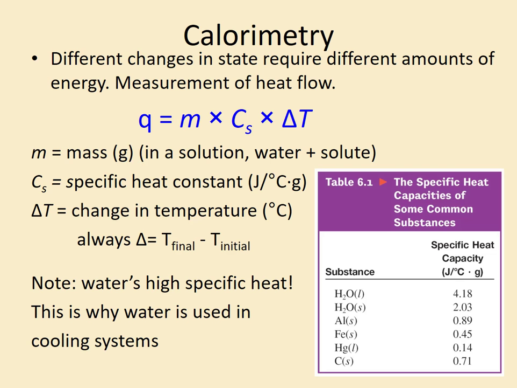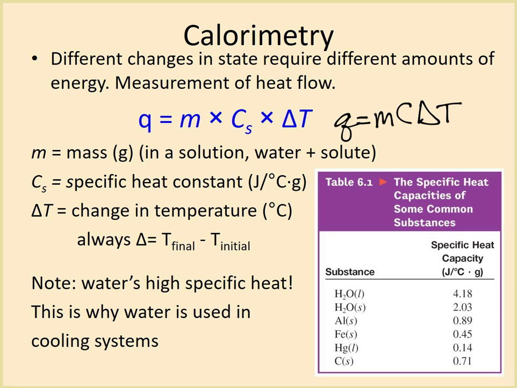Here is the formula for calorimetry. You'll often see it written like this: q = mcΔT. M is the mass, C is the specific heat constant or the specific heat capacity, and ΔT is the change in temperature, and it's always the final minus initial.